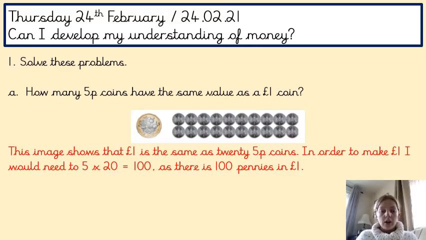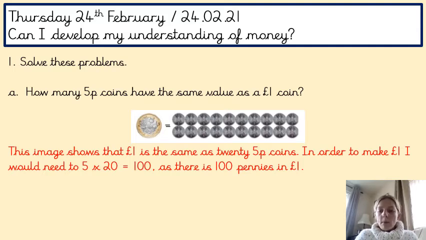So for question A, it's asking me how many 5p coins have the same value as a £1 coin. So I've got a £1 coin here, and then I've got a lot of 5p's. So I've written, this image shows that £1 is the same as 20 5p coins, because I've drawn the equivalent of each coin for the value. So they're the same, they equal the same amount.